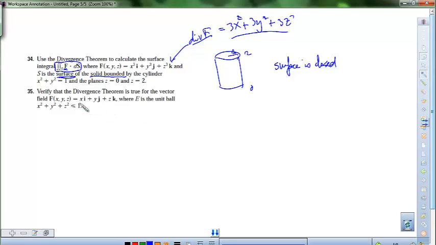A lot of times your vector field for these Gauss theorem problems would be nice, easier vector fields that you could take the div of, and when you take the div of this, things turn out to be nice and easy. So that would be another clue that you're going to be using Gauss.